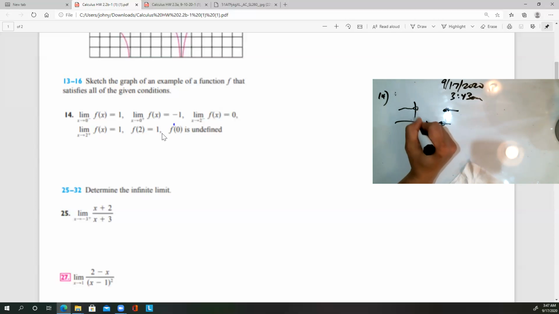And f of 0 is undefined. So we don't know what it looks like. Okay, and that's your answer for number 14. Something like this. Like I said, the function could be like this. The function could look like this. Do whatever you want.